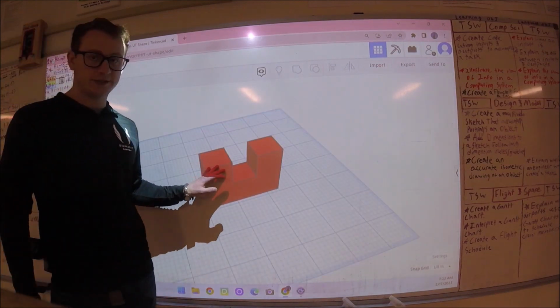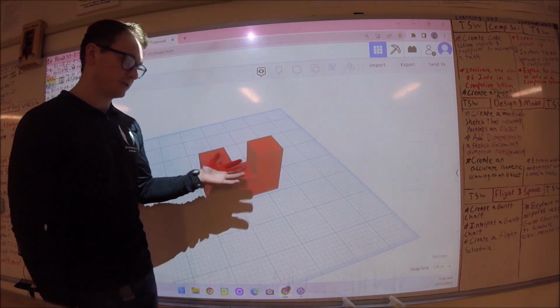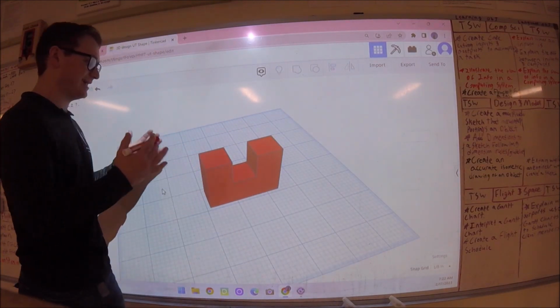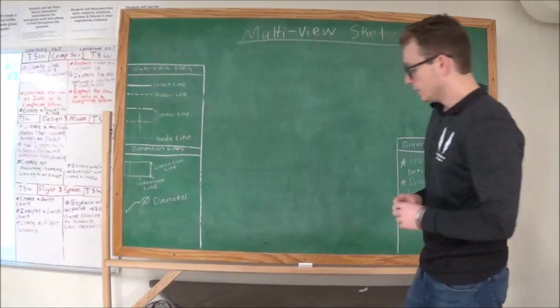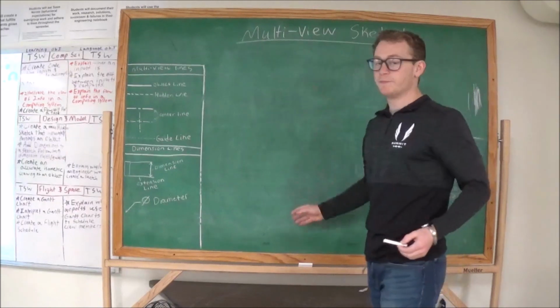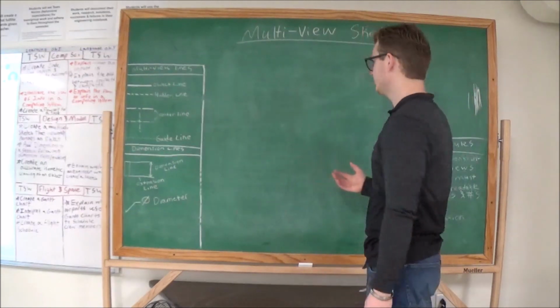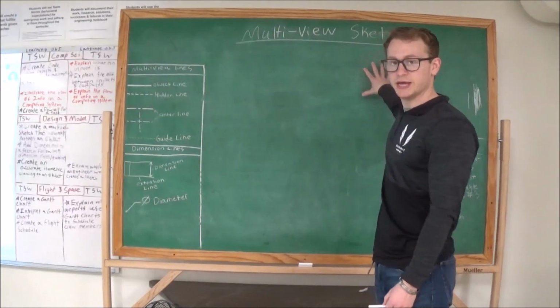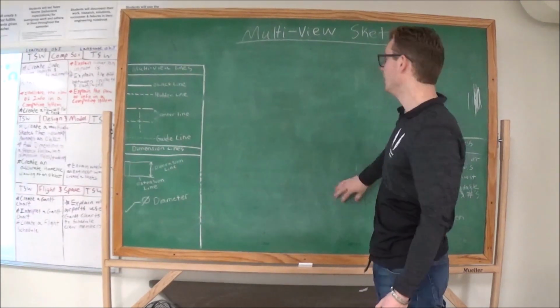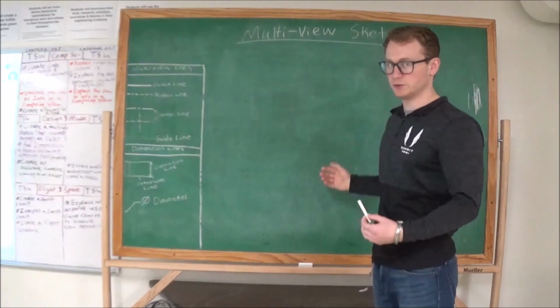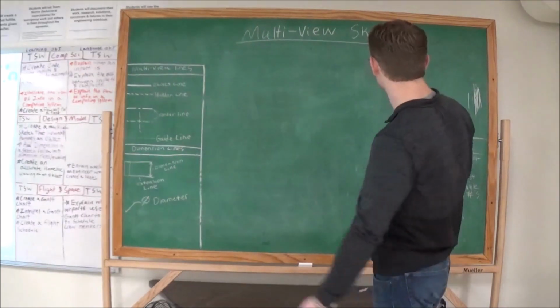And our multi-view sketch is actually going to start with an isometric. So that is just drawing this object as you see it now. You're drawing the object in its 3D form. Now you're going to split your paper up into about 4 sections. You're going to put a shape here, a shape here, a shape here, and a shape here. In the top right-hand portion of your multi-view sketch, you're going to draw that isometric.